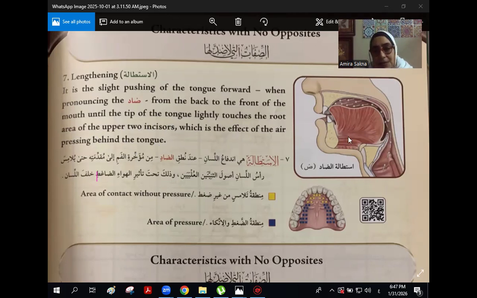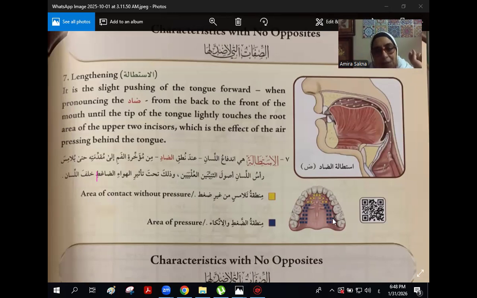This is lengthening, istitala. Remember, my dear sisters, when we talked about the articulation point of the dad, we said that it's articulated from the edge of the tongue, from all the edge of the tongue, with what lies parallel to it from the upper molars. But there is a pressing area and there is a contact area without any pressure. We said that the pressing area is the area of pressure, the blue. And the yellow is the area where we make contact, but without pressure.